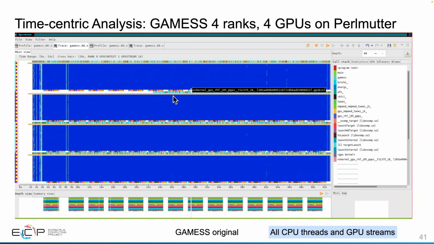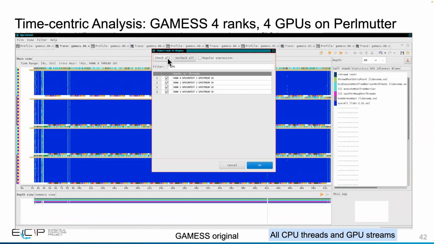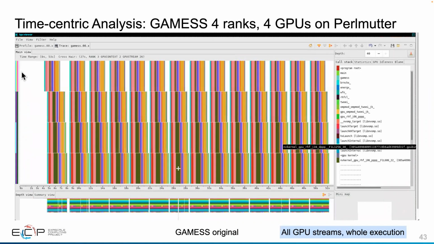And so one thing that's very helpful is I can go up to this filter menu and say that I want to uncheck everything, so I'm not going to look at anything except for what I want. And then I say GPU, check all. And so this is going to show me just the GPU streams. And now I'm looking at the GPU streams across the 4 GPUs.